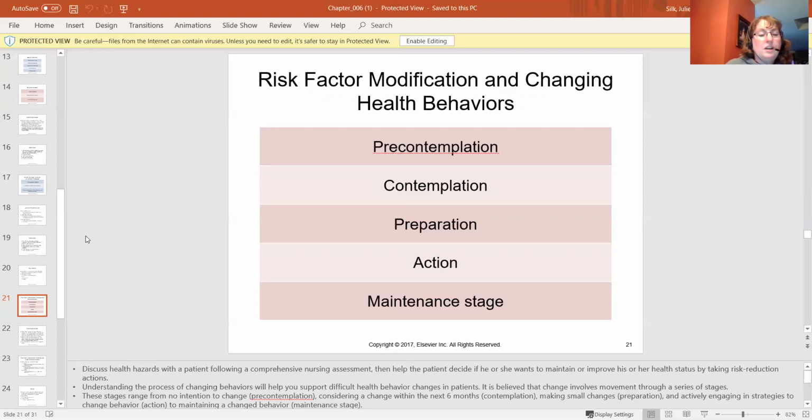So in the pre-contemplation stage, this is where you range from no intention to change, and then you're starting to consider a change within the next 6 months, and that would be contemplation when you're considering it. And then with preparation, you're making small changes. And then if you're actively engaging in strategies to change the behavior, that's the action. And then to maintain a changed behavior, that's your maintenance stage.